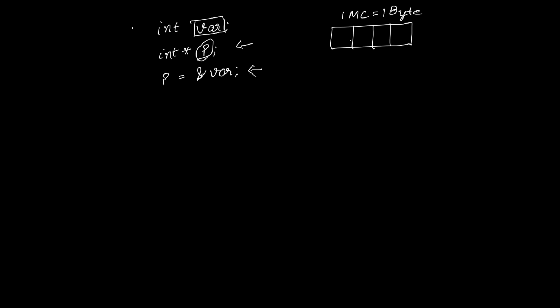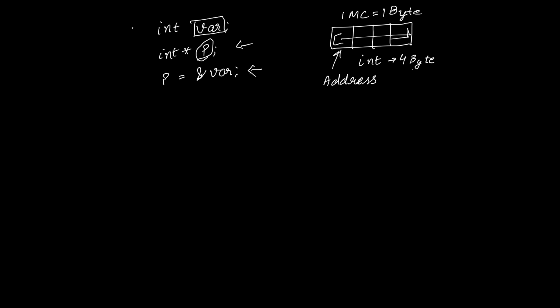Now the variable is stored in these four memory blocks. I'm saying four because I have defined the variable of type int, and int takes 4 bytes. So 4 bytes needs 4 memory cells, since we have defined one memory cell as 1 byte. Now this variable is stored here, and these memory cells have addresses.